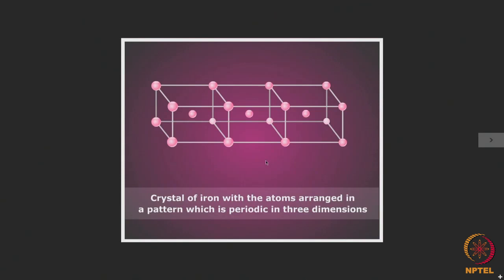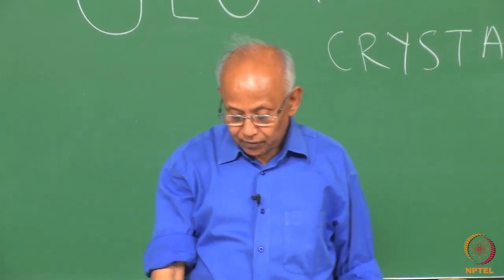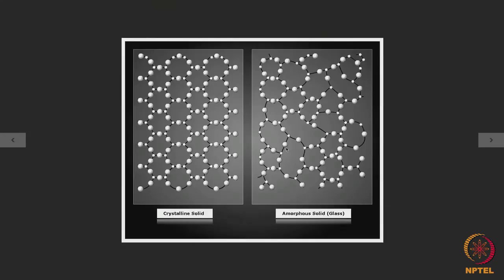This is a crystal of iron, and we can see all the iron atoms are arranged in a regular fashion within the material. Now, as we all know, matter can be crystalline as well as non-crystalline. So, there are materials in which the arrangement of atoms is not regular. For example, this shows what a crystalline material looks like, the atomic arrangement in a crystalline material. And this is what an amorphous solid looks like, say for example, glass.